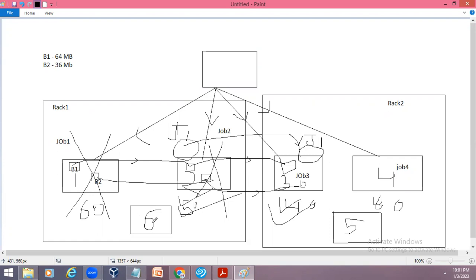Why so? The reason is, suppose something goes really wrong and you lose your entire rack. If you kept your entire data in a single rack, you will lose the data. But if you make a copy of your data in another rack, you still have the data on node 3 in rack 2. Hope you got the point here.